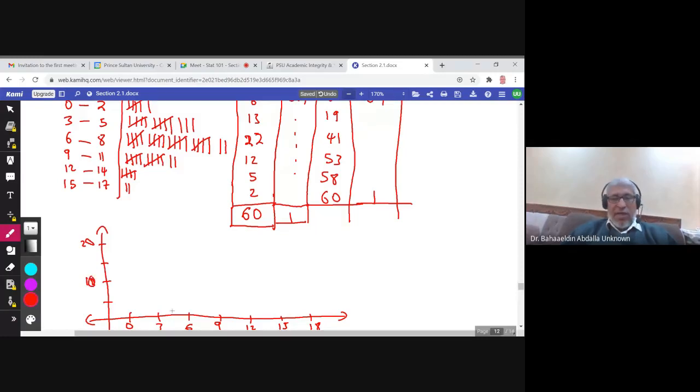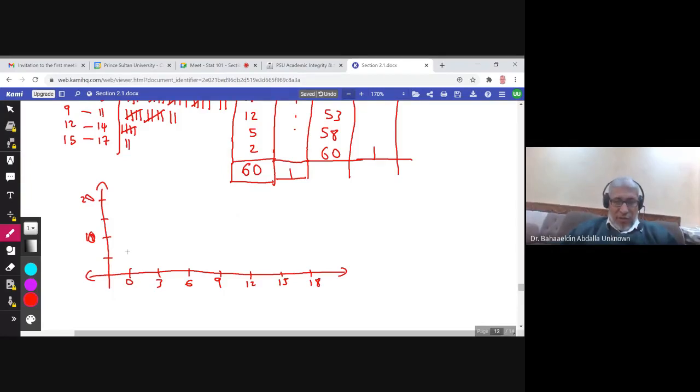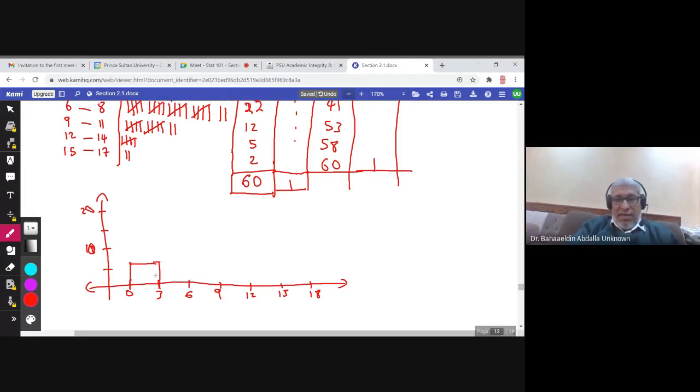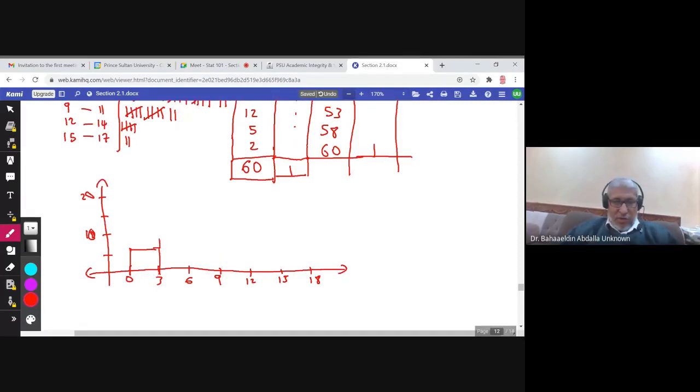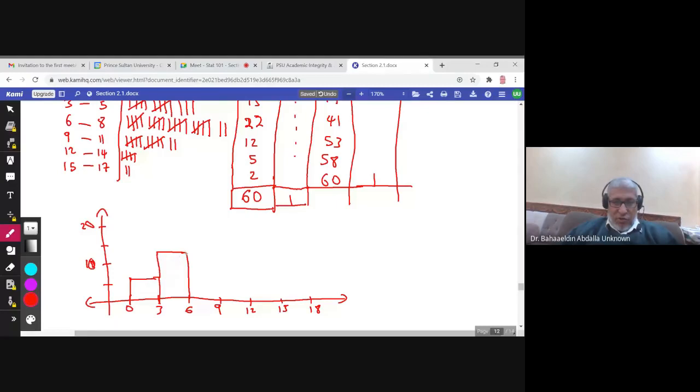Now the first class has 6 observations, so up to here, this is 6. This is the first class. The second class has 13 observations, so it goes up to 13. The third class has 22 observations, so it goes to 22. And then 12, and then 5, then 2. So this is the histogram.